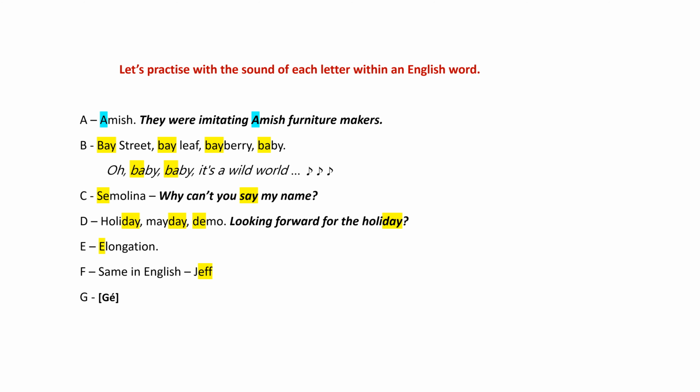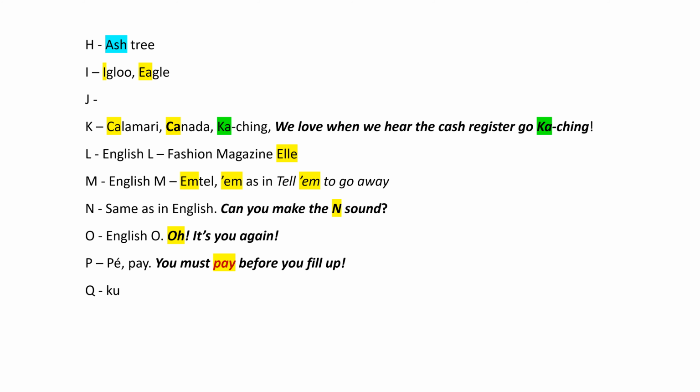Then we have G, ash, as in an ashtray, igloo. For G, I have found none. K, calamari. L, the same as in English, L, fashion magazine L. M, same, tell. M, as in tell to go away. N, same as in English, can you make the N sound?